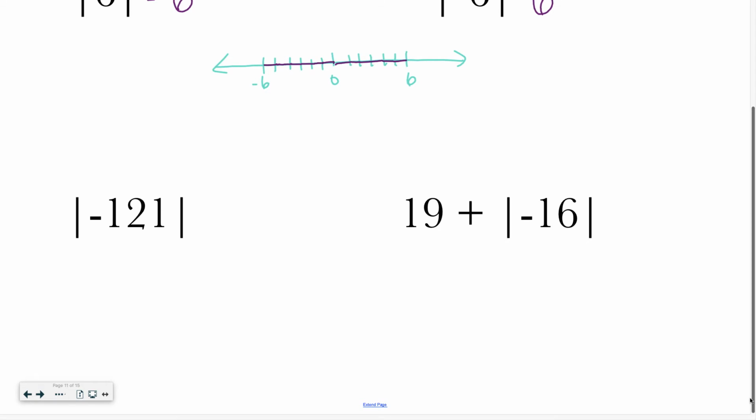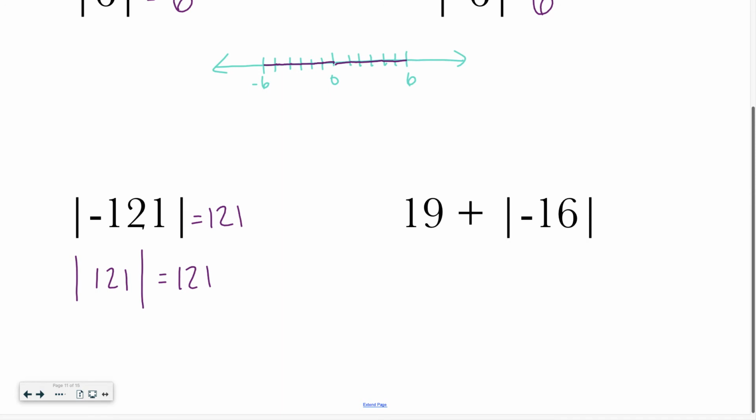Okay, so then if we look at this, we have the absolute value of negative 121. I don't want to draw a number line for that and count each space. I just know that it has to be the positive version of the number I'm given. So I'm given a negative 121. My absolute value is a positive 121. If I was given the absolute value of a positive 121, my answer is still 121. It doesn't switch it to negative. It keeps it positive, okay? Absolute value is always positive.